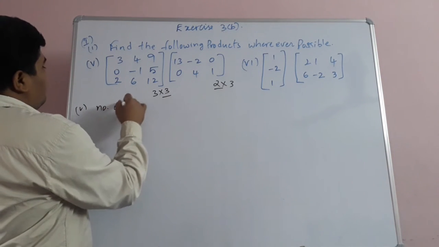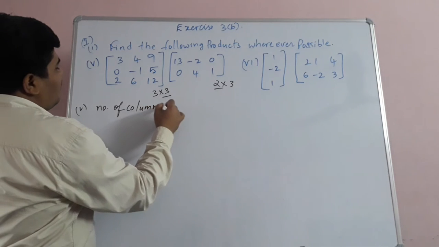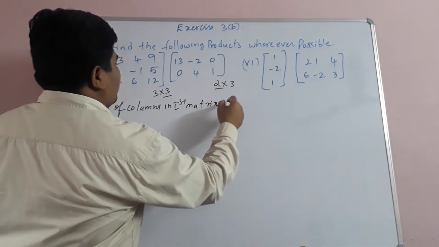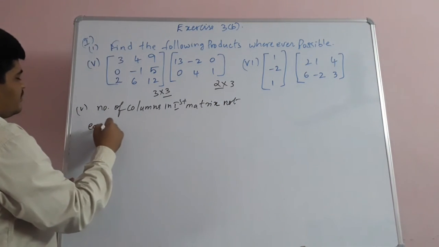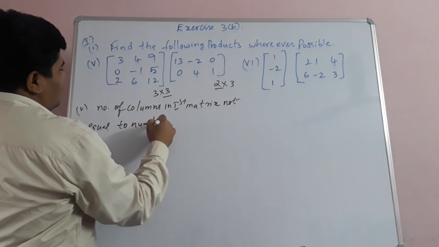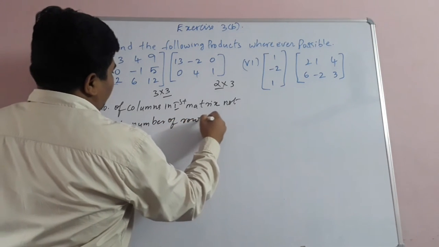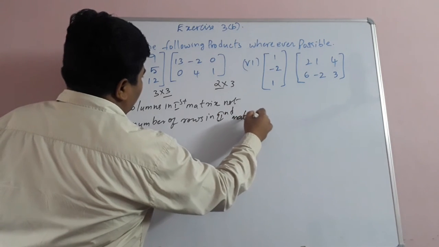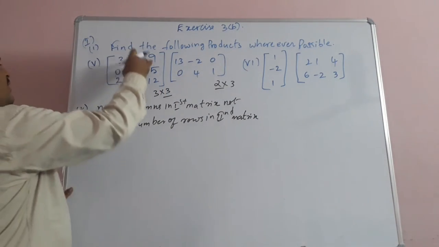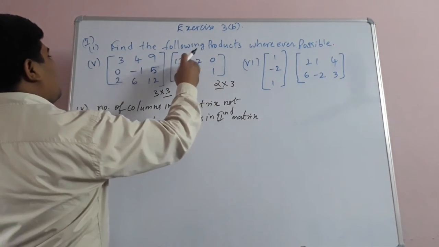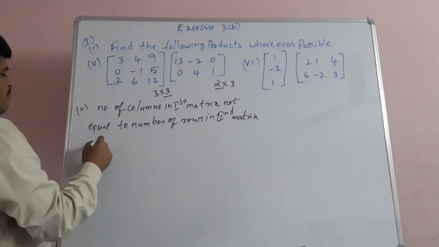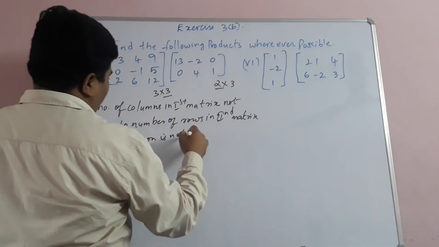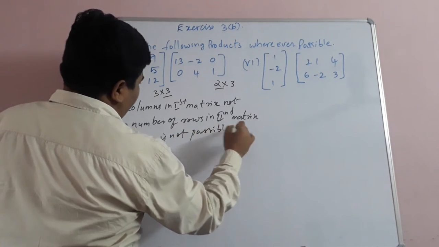The number of columns in the first matrix is not equal to the number of rows in the second matrix. The number of columns in the first matrix is 3, and the number of rows in the second matrix is 2. Both are not equal. Therefore, multiplication is not possible here, children.